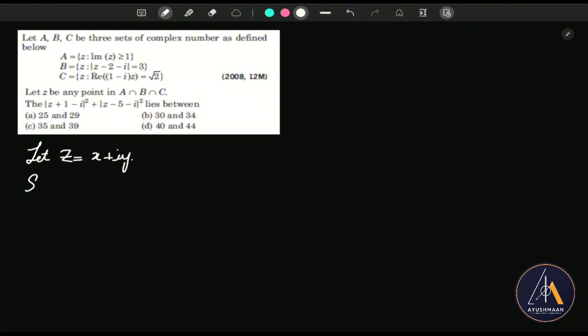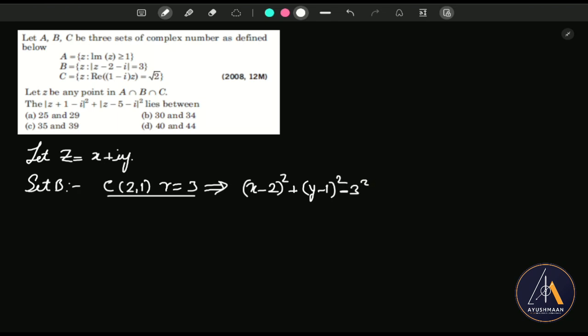And if we observe carefully, set B is a definition of circle where center of the circle is 2, 1 and radius is 3. So if we write this, it is x minus 2 whole square plus y minus 1 whole square equals to 3 square. If we simplify, this turns out to be x square plus y square minus 4x minus 2y equals to 4.